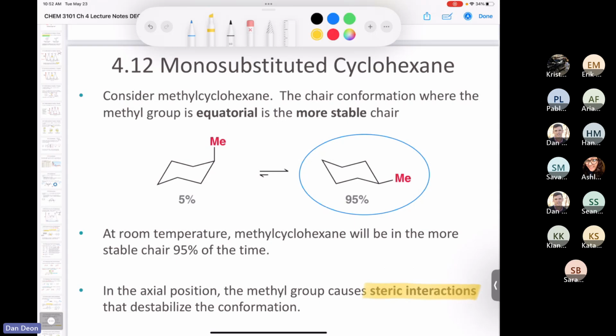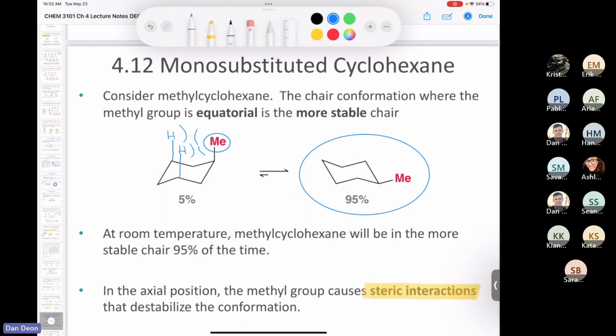If you had Dr. Oppenheim for Gen Chem 1 or Gen Chem 2, he always gives me a hard time about sterics this and sterics that, Dan, right?